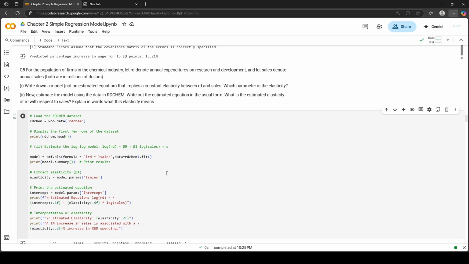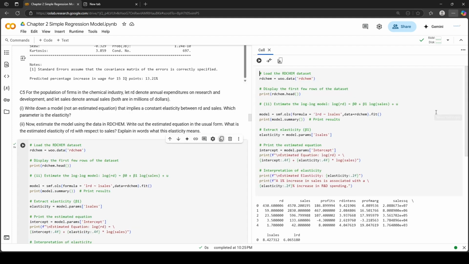So in the fifth question, we are using the dataset RDChem. In this dataset, RD denotes annual expenditures on research and development, and sales denote annual sales. Both are in millions of dollars. In this question, we are being asked to write down a model that implies a constant elasticity between RD and sales. Constant elasticity implies that we have to take the natural logarithm of both the variables.